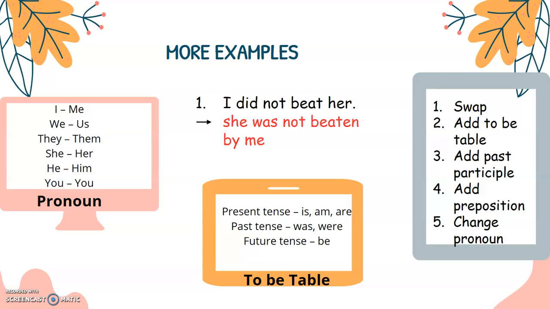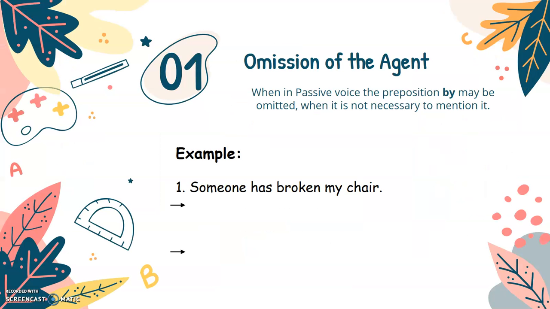So these are the general rules which will help you to change a sentence from active to passive voice. Now, there are some exceptional sentences where this rule rarely applies, or where there is a new set of rules. Let's see which are those. First is omission of the agent. In passive voice, the preposition "by" may be omitted when it is not necessary to mention it. So when you have a passive voice sentence where "by" is not there, how to change that sentence into active voice? So there is a set of rules.